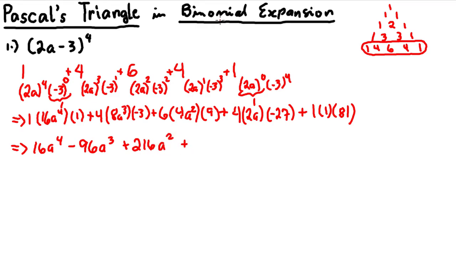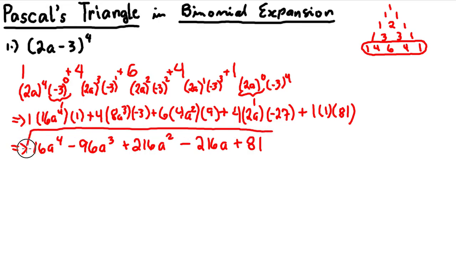plus we have negative 27 times 2 times 4. That's negative 27 times 8. That's going to give us negative 216. So instead of plus, this becomes negative 216a, and we have plus 81. And this is going to be our answer for this binomial expansion of 2a minus 3 raised to 4.